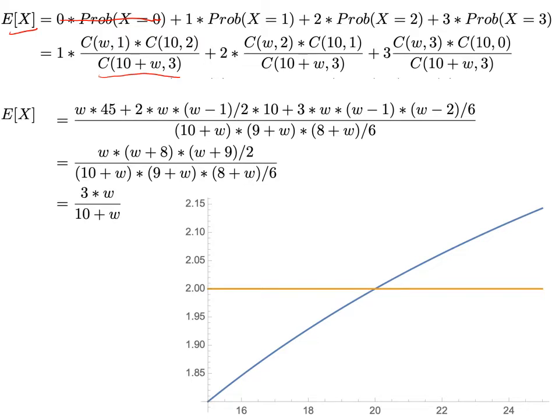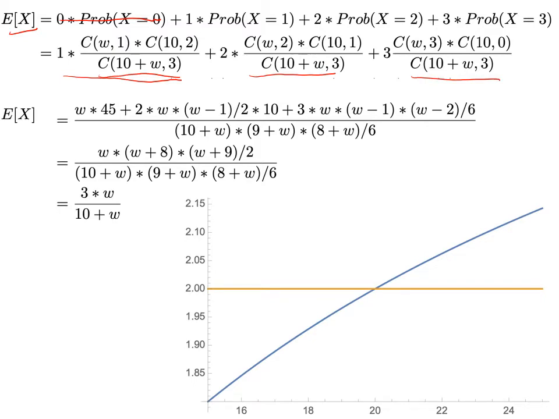And how many of this total number of committees have one woman? Well, it's choosing one woman from W women in the club times choosing 2 men from 10. So this is what gets us this expression when X is 1. And we can compute X is equal to 2 and X is equal to 3 in a similar fashion.